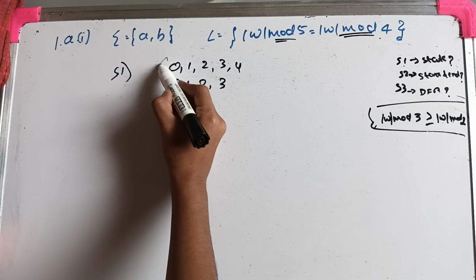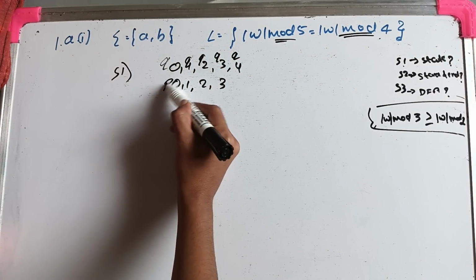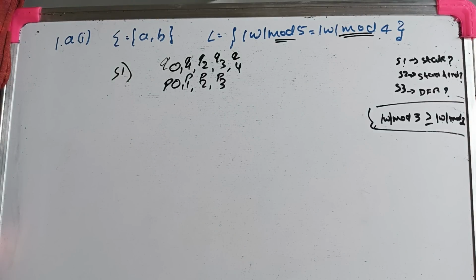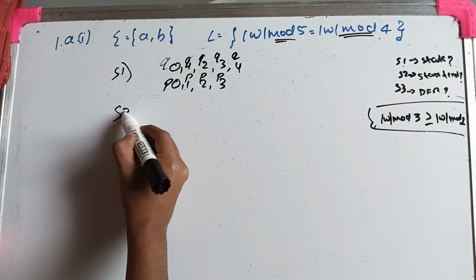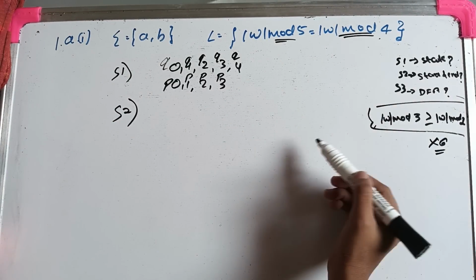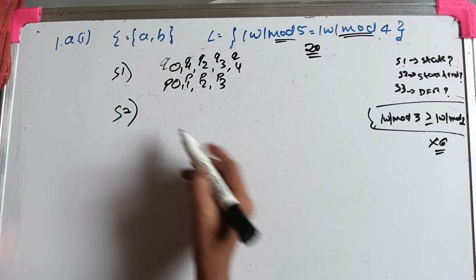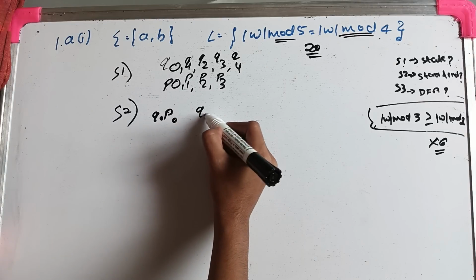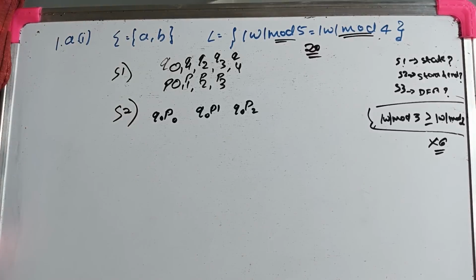For naming convenience, I will add Q for this. And for this I will add P0, P1, P2 and P3. Then start and end state. So all possible combinations: for this it is 6 states, 3 into 2. For this, 5 into 4, 20 states are there. That is Q0 P0 and Q0 P1, Q0 P2.